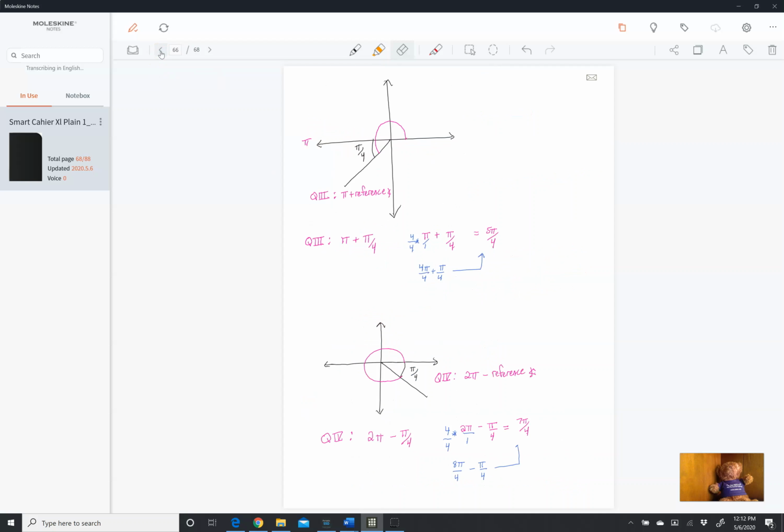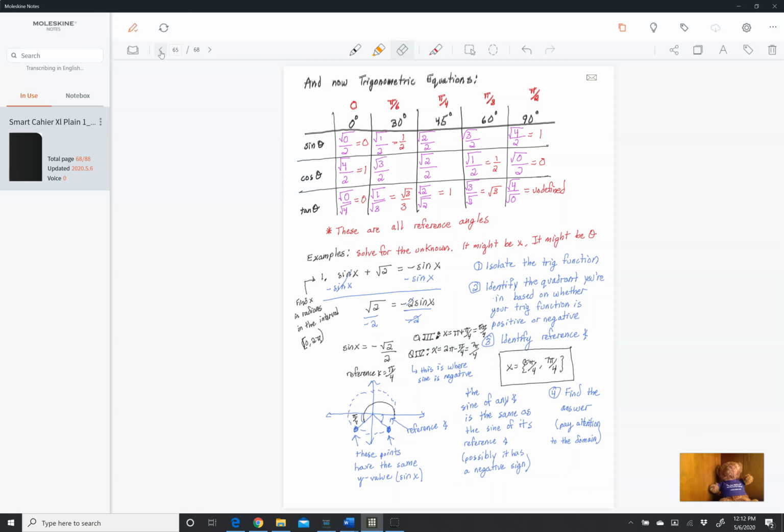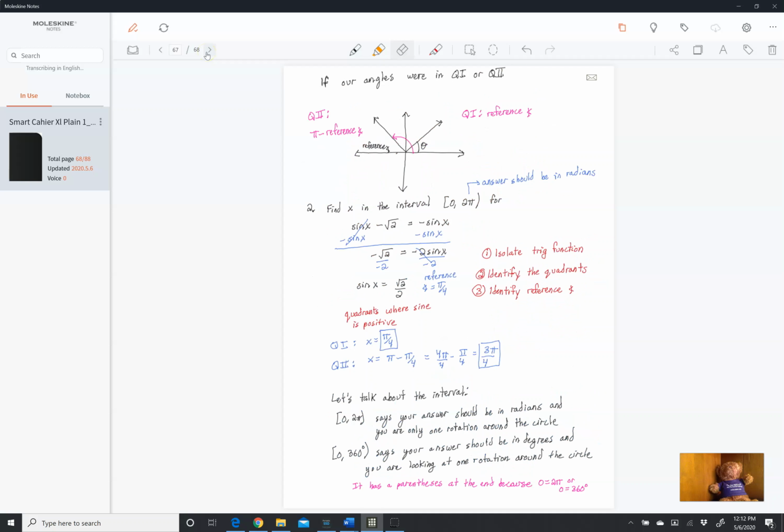I want to show you the exact value chart again because I want you to become familiar with how to use it. So our tangent is square root of 3 over 3, so we're looking inside the chart now, okay? When we're looking for tangent inverse, you're looking inside the chart when you're looking for the angles. So square root of 3 over 3, that's pi over 6. So our reference angle is pi over 6.